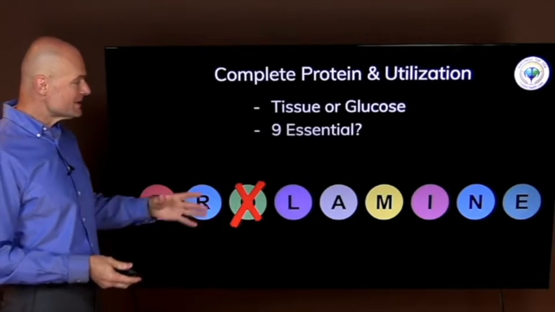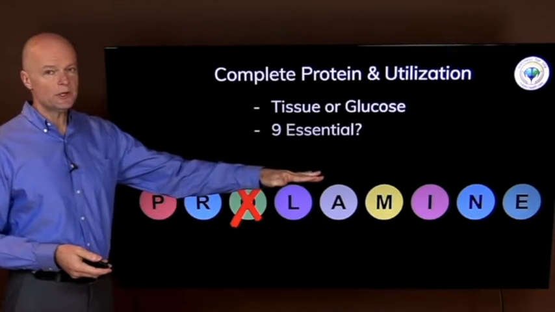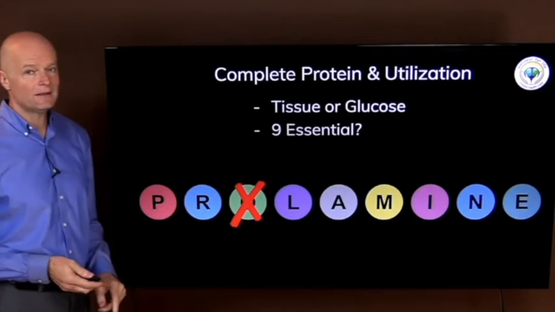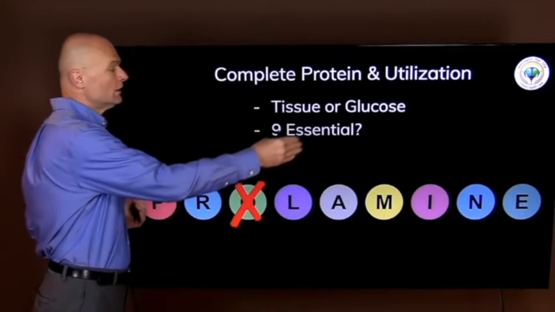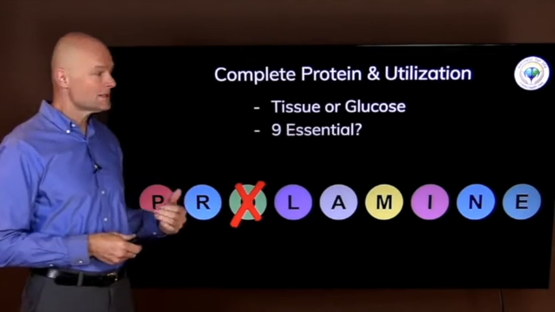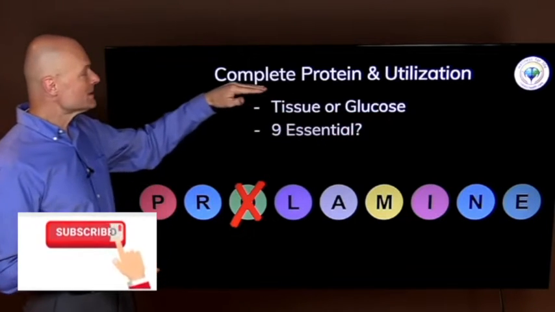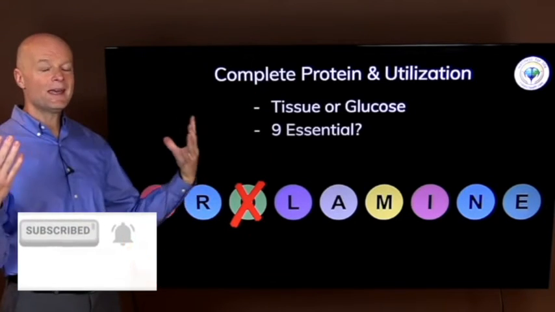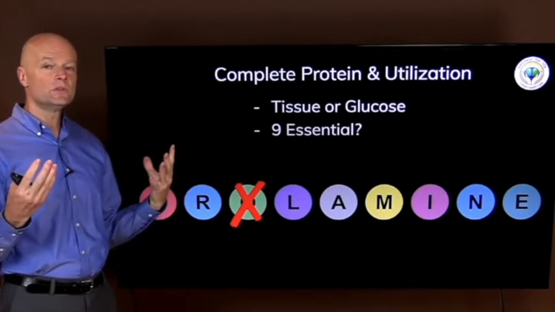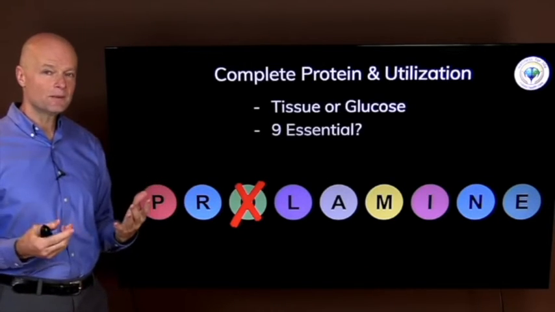And the answer is 0. You cannot spell this word unless you have that letter. And what this means then is all of the other amino acids gets turned into glucose. And that means this protein is not complete. And that's why it's so important to eat a variety of foods, especially if you are a vegan or vegetarian.